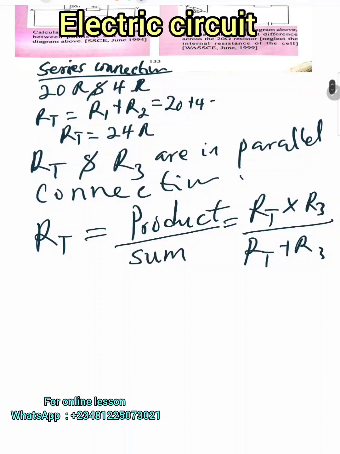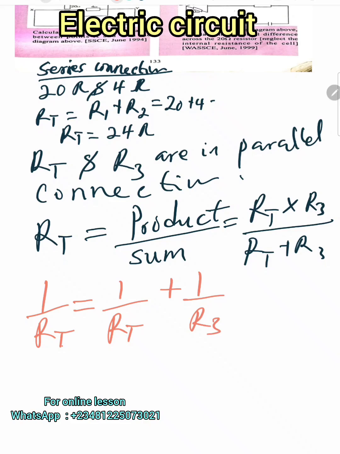If you don't remember this, you can as well use the normal formula that we know, which is 1 over total resistance equal to 1 over R total, plus 1 all over R3. Since this one is total resistance, we can call this final one RP, or P, so that we don't mistake it, because this R total here is different from the final total.